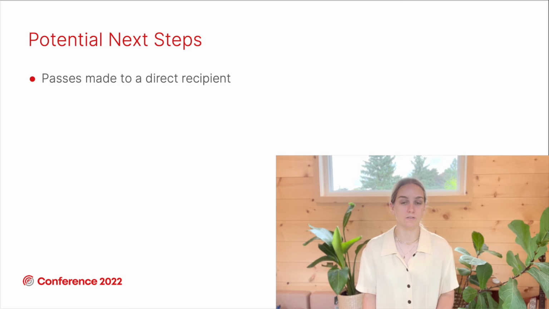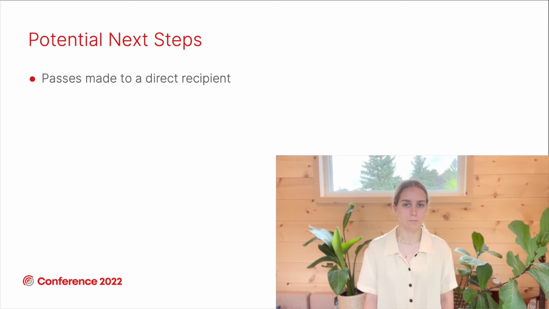So now I'll touch on some potential next steps I have in mind, given that this still has room for improvement. First is the possibility of looking into passes made to direct recipients rather than to space. Maybe a team has a player that's good at heading the ball and they want to know where they should be placing that player in different scenarios, or what a certain player's predicted probability of connecting with the ball is.